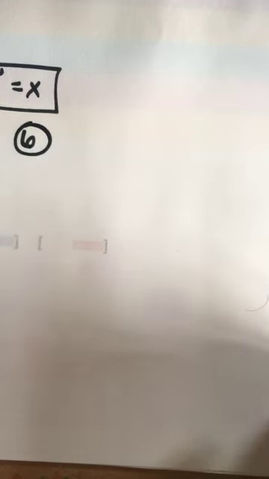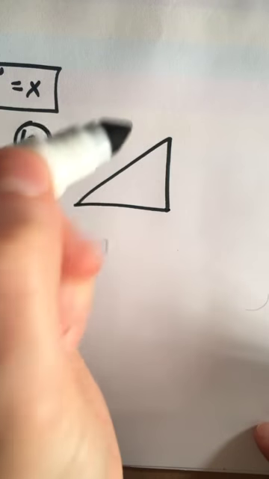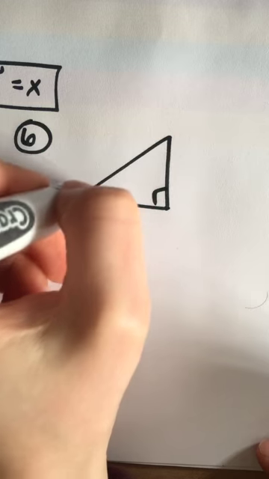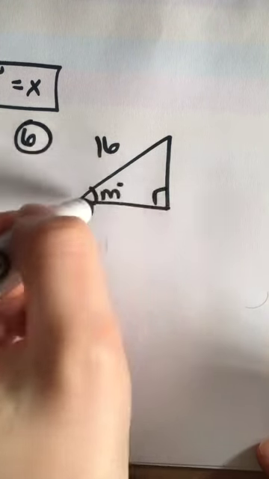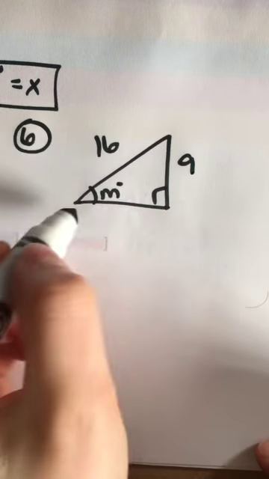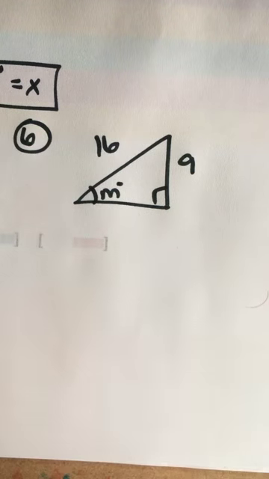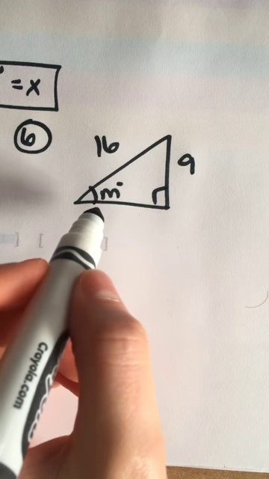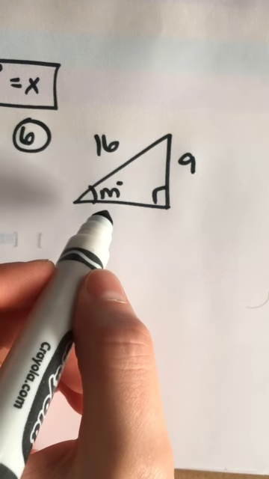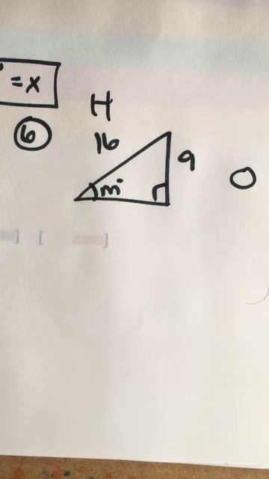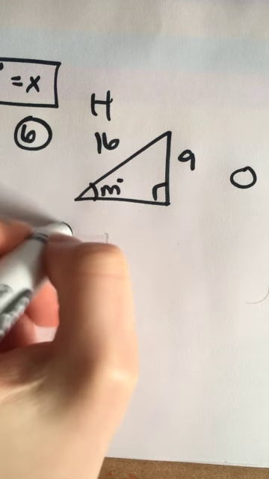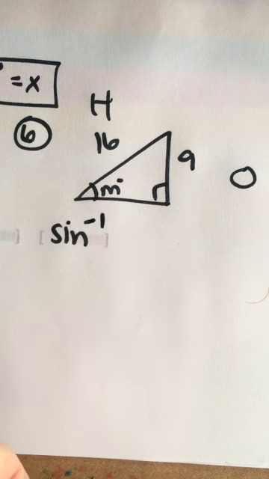Remember, you can pause the video or rewind it at any moment. If I'm going too fast, you can pause it. Try this one on your own if you want. Here's m degrees, 16 is my hypotenuse, 9 is across from the angle m, so it's my opposite side. Again, I don't know an angle, so I'm going to use inverse trig. This is the opposite side, this is the hypotenuse. Which trig function uses opposite and hypotenuse? Sine. So instead of using regular sine, though, I'm using inverse sine.